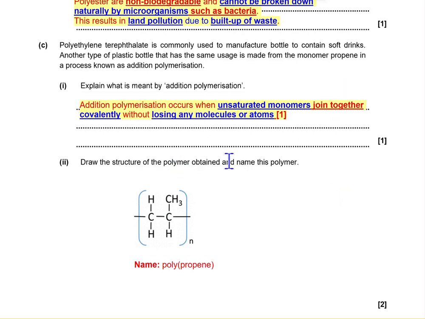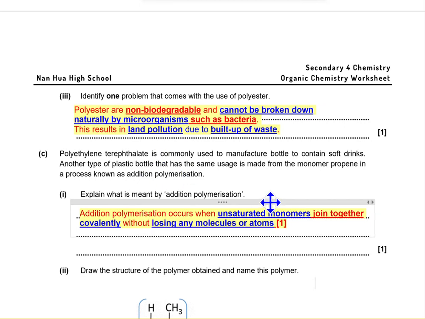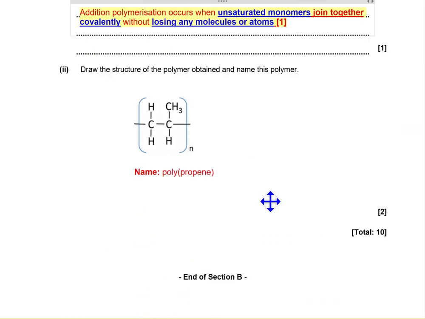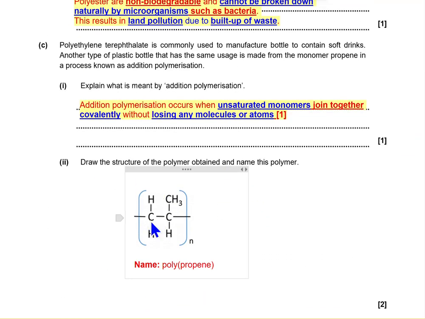So draw the structure of the polymer obtained and name this polymer. For example, in this case, we're talking about, let me see, draw a structure of octane and this one. So down here we're talking about propene. This is the propene structure and this is polypropene. All right, polypropene. This is one kind of plastic material.